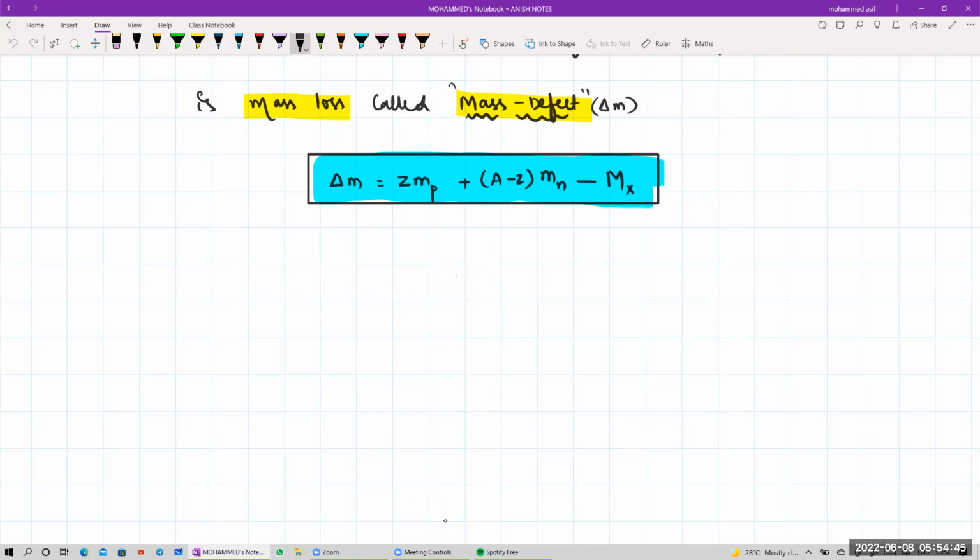How do you calculate this mass defect? The mass-binding energy relation: E_B will be equal to mass defect into C square. So energy is equal to delta M into C square.